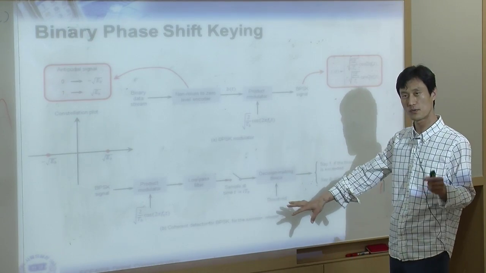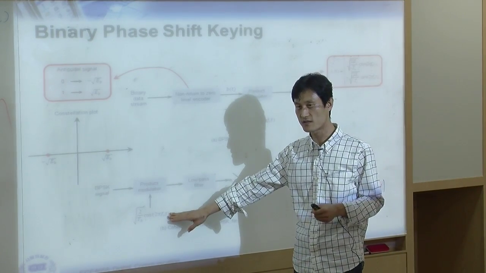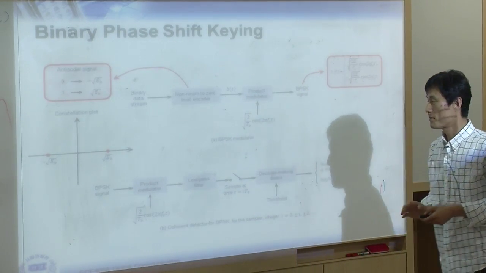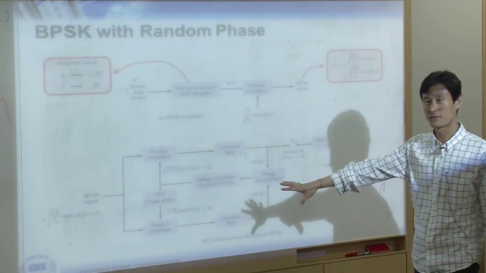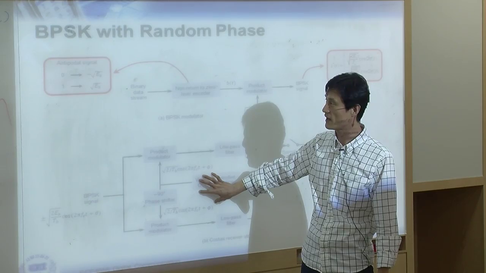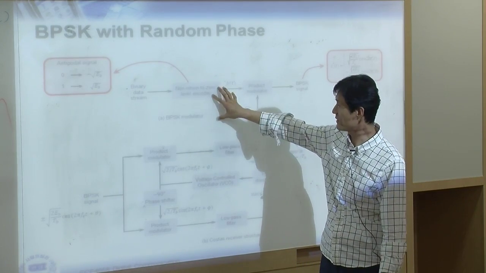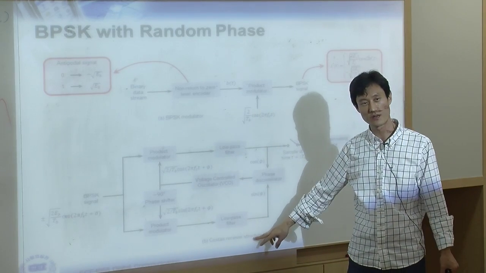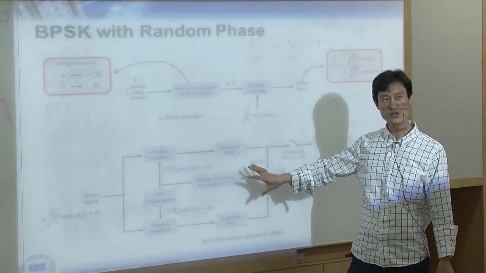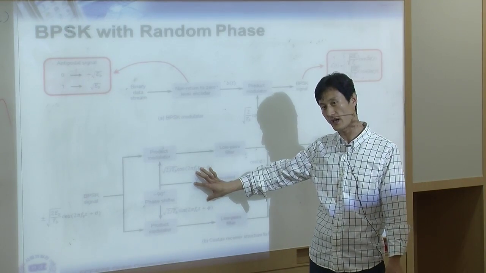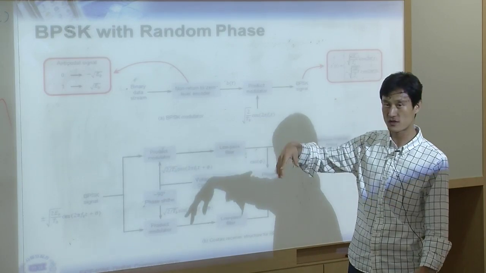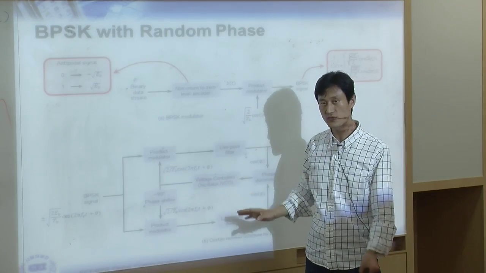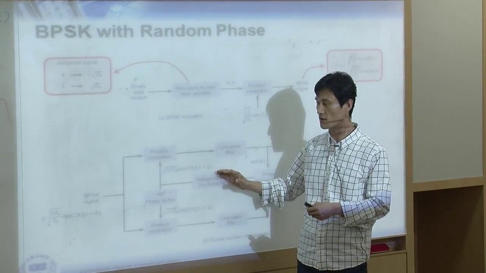So this receiver is so simple. If you have some phase difference, we cannot do anything, right? So a better receiver is this one. This is a better receiver for BPSK. The transmitter is the same. But for the receiver, we're going to use a Costas receiver for BPSK. Once you use this Costas receiver in BPSK, this block diagram is the same as the previous slide. So this one is the same as this slide.